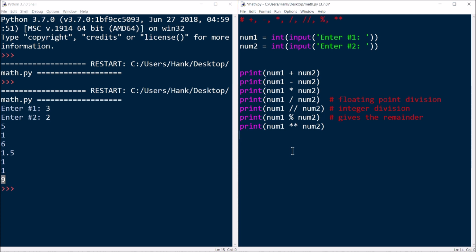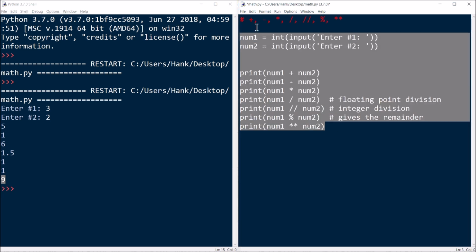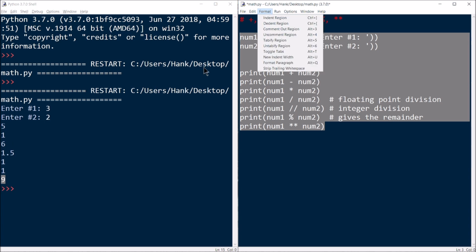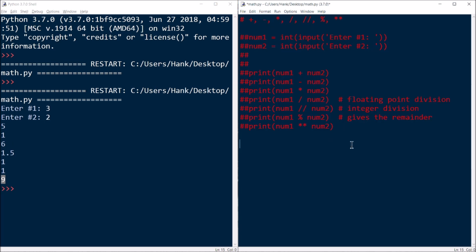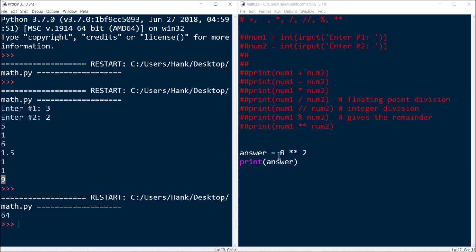Let me just give you a few more examples I'll make up off the top of my head here. I'll go ahead and comment all that stuff out just so the output won't interfere. And I could also do something like this. I'll make something up here. I'll say answer equals 8 squared, and then I'll print answer. Now if I run this, what are we going to see? 64. So you can see that my expression doesn't have to be variables.